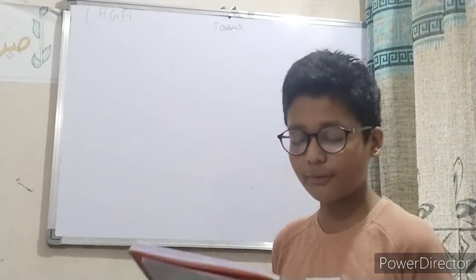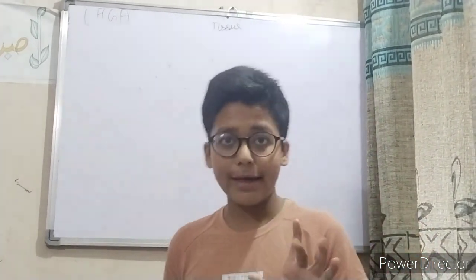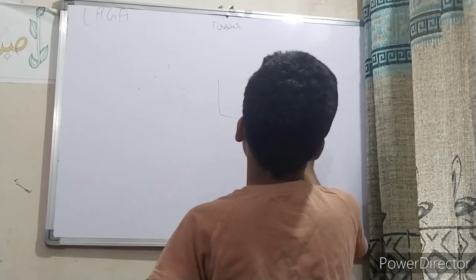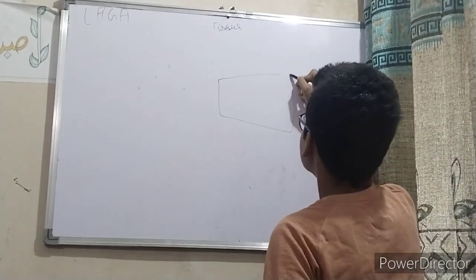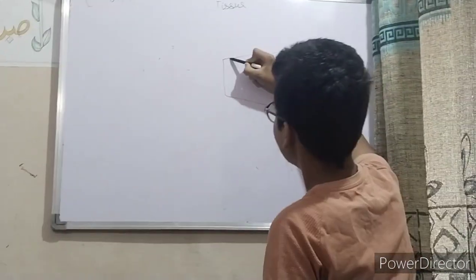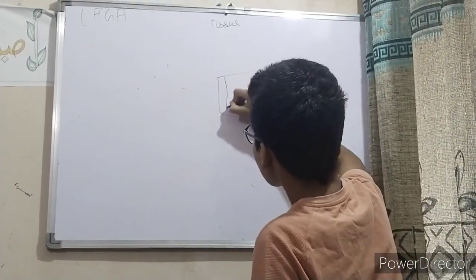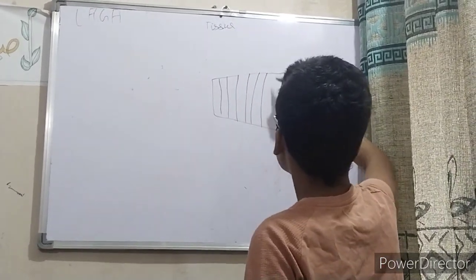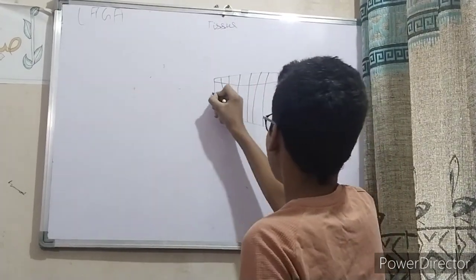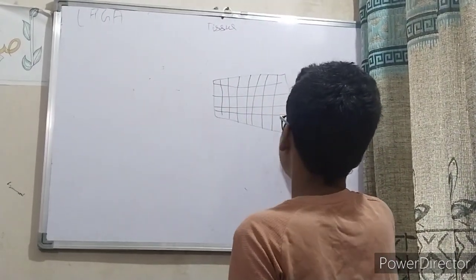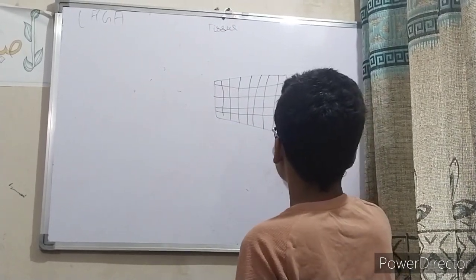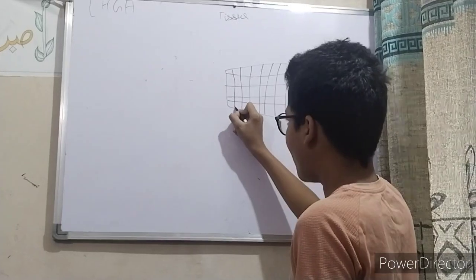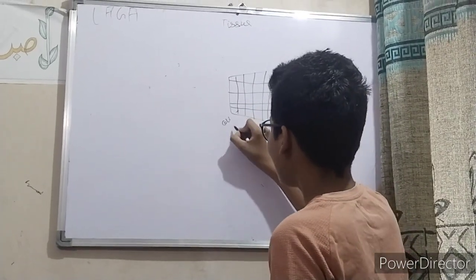So a group of cells that are similar in structure and carry out a specific function form a tissue. Let me explain. Suppose this is our skin. There are different types of chambers. These chambers are called cells, and these lines are called cell walls.